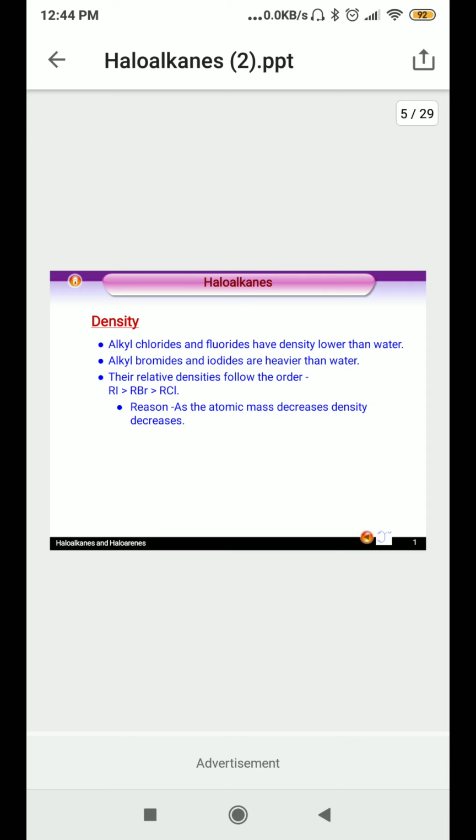Alkyl bromides and iodides are heavier than water, having higher density. The density of water is 1, so alkyl bromides and iodides must have density more than 1. In terms of relative densities, follow the order R-I, R-Br, R-Cl, where R represents the alkyl group. Reason: as the atomic mass decreases, density decreases.